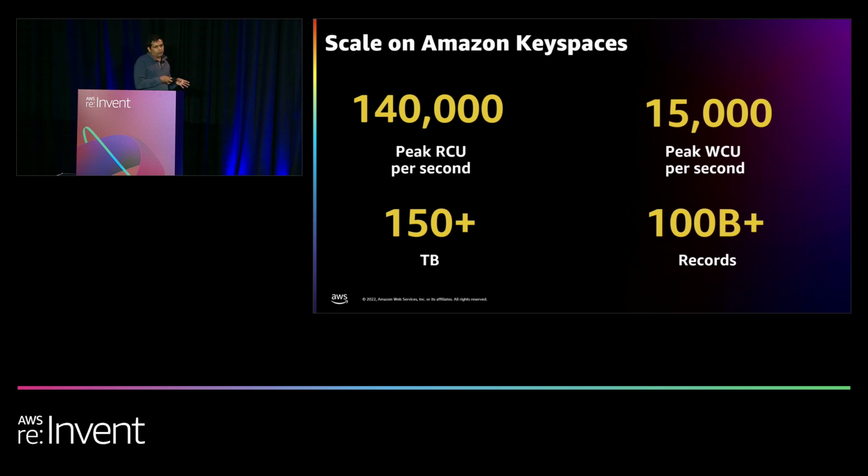Peak reads were 140,000 RCUs. Similar to WCU, a read capacity unit represents one local quorum read per second or 2 local one reads per second for a row of up to 4 kilobytes. Our total data footprint was about 150 terabytes, which comprised more than 100 billion records.